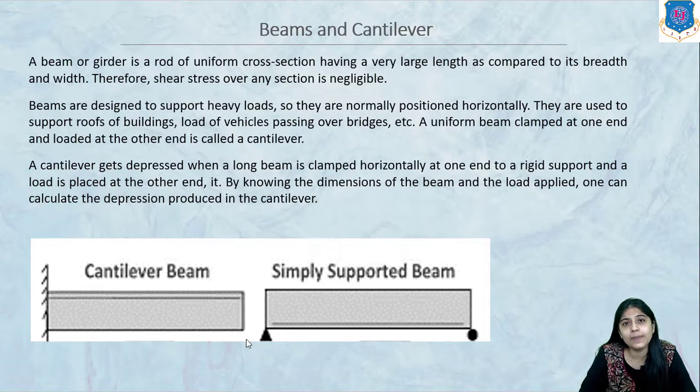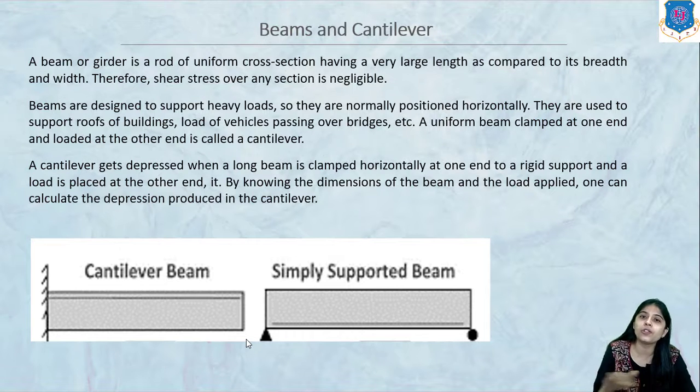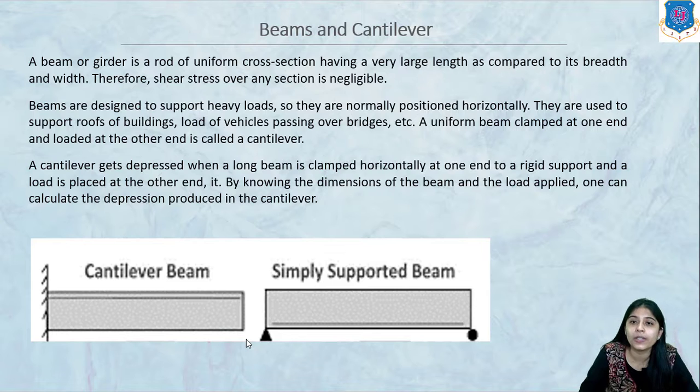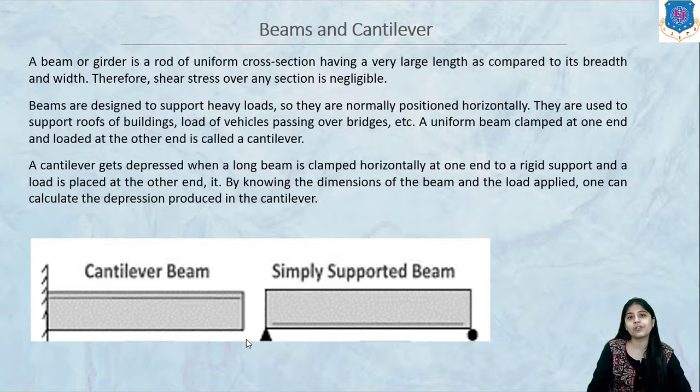Now these beams are designed to support heavy loads, so they are normally positioned horizontally. They are used to support roofs of buildings, or loads of vehicles passing over bridges, etc. So these are the various purposes of using a beam.